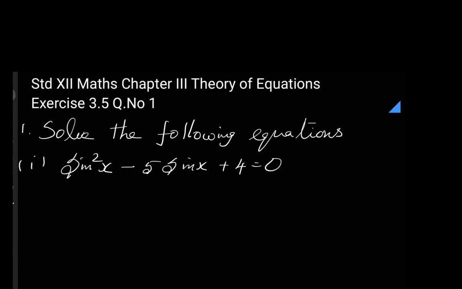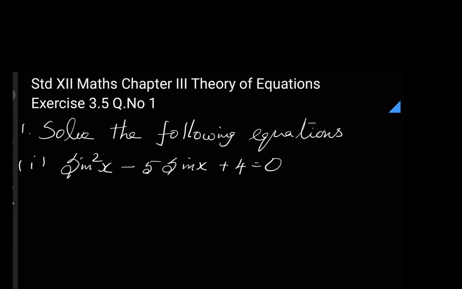Standard 12th Maths, Chapter 3, Theory of Equations, Exercise 3.5, first question. Solve the following equations: sin squared x minus 5 sin x plus 4 equal to 0. This is a trigonometric equation because the terms are trigonometric functions. Here x is the angle of the trigonometric function sine, so I have to find the value of x.